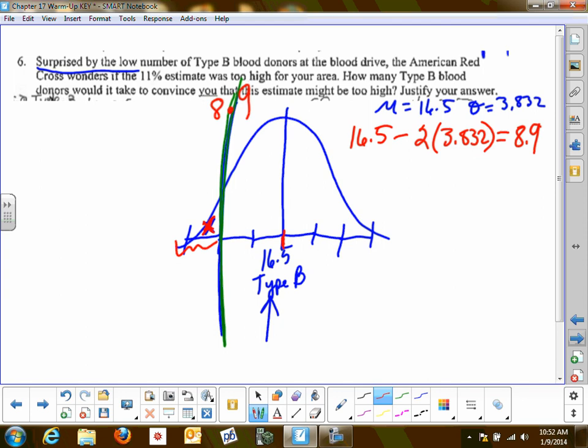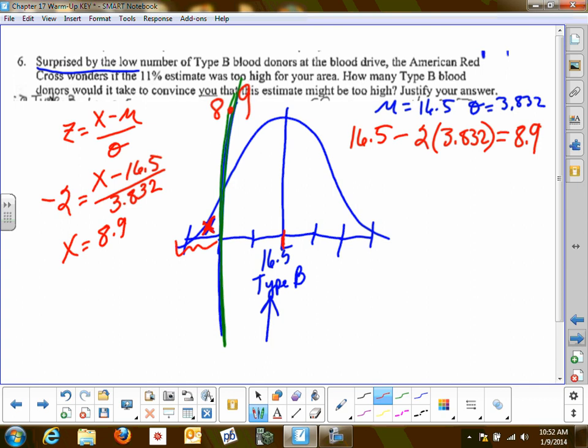Now, some of you are very formula driven. If you want to use a z-score formula, what's the z-score of this location here? It's -2, two down. If 16.5 is the average, with this standard deviation, that solves to be 8.9. So if you're formula driven, there's your way of doing that. But in this case, I'm more common sense. It makes more sense that way.